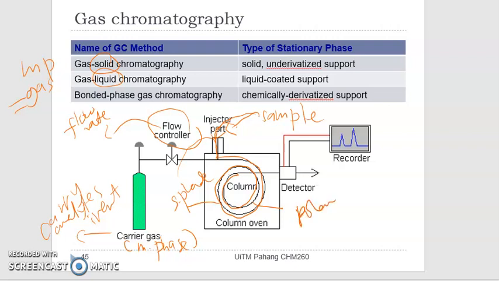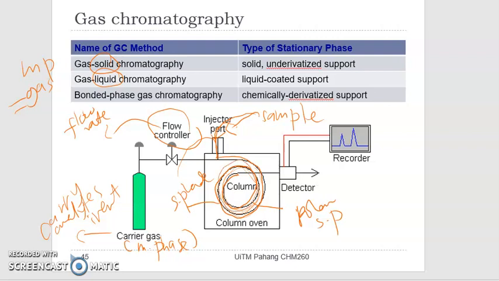polar stationary phase, for example. So your sample ada polar, non-polar. So non-polar will come out first, eluted first, because it has less interaction, less retention, but polar will be eluted later. So the partition happens here based on the polarity, like dissolves like, and also based on boiling point. Kalau GC sebab dia gas, based on boiling point yang rendah akan keluar dululah kalau polarity dia sama.